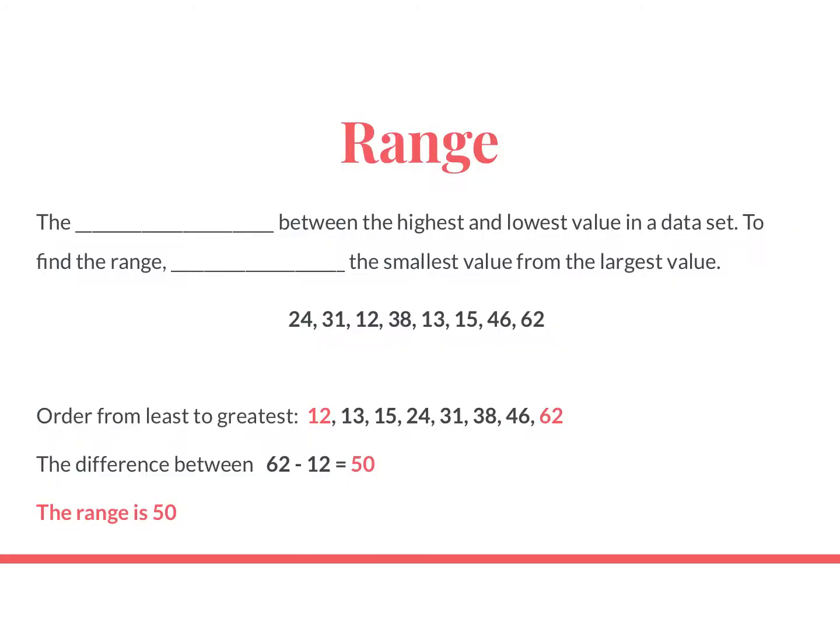The range is the difference between the highest and lowest values in a data set. To find the range, subtract the smallest value from the largest value. Below we're given a data set, and our first step will be to order these numbers from least to greatest. So this has been done for us.